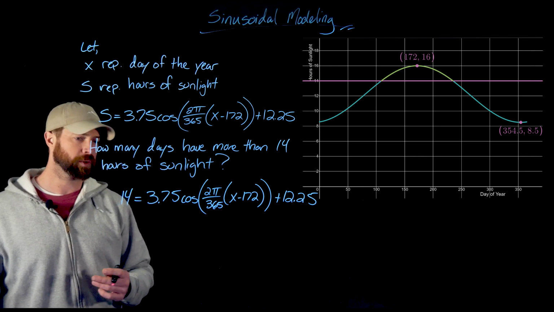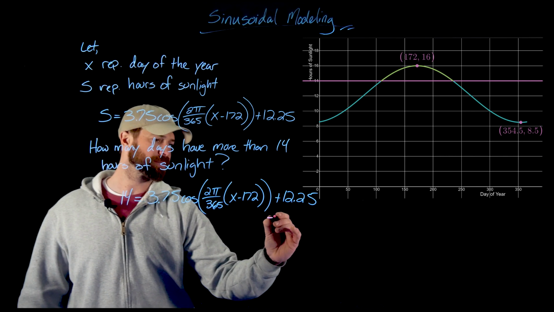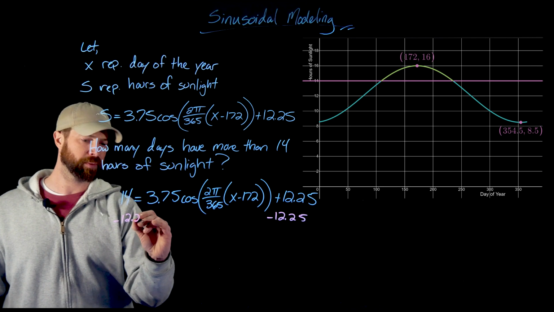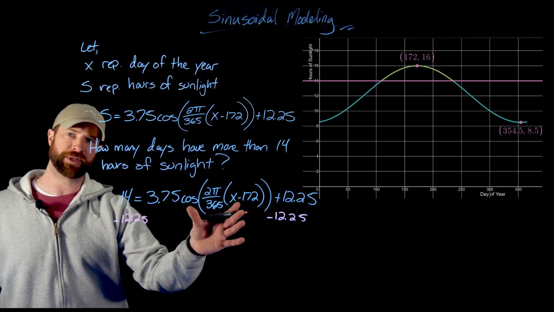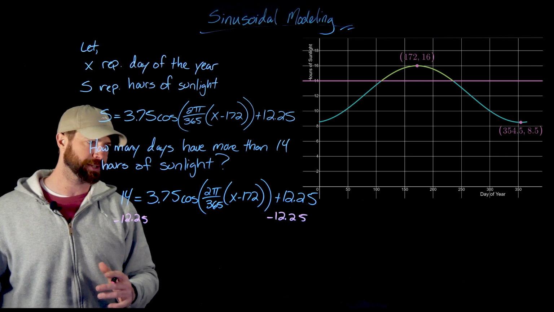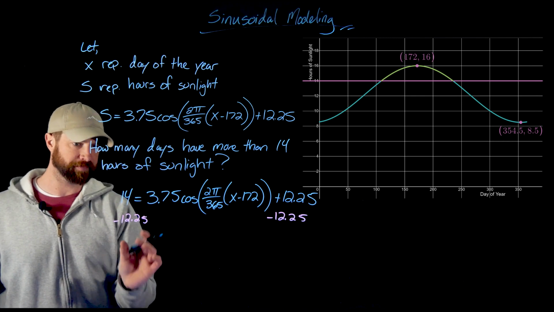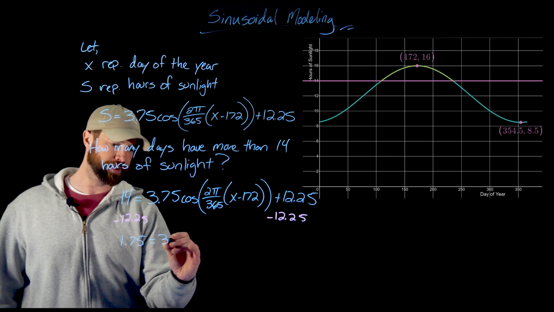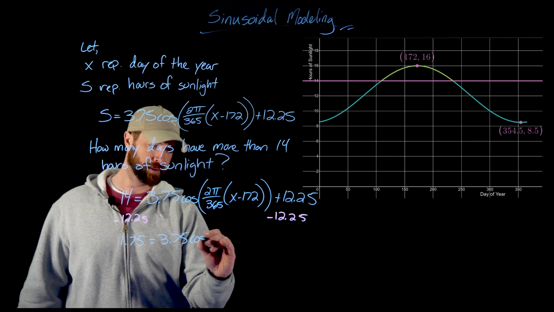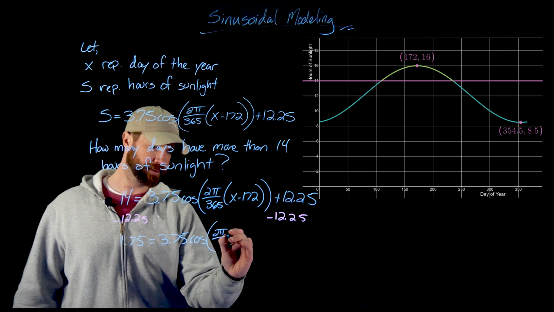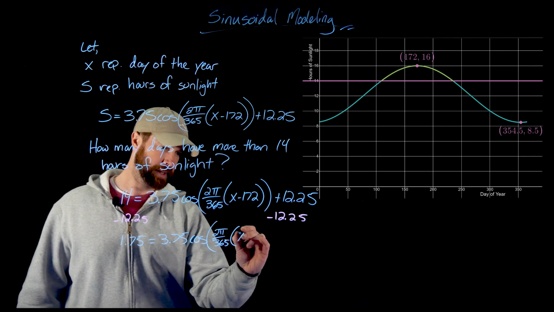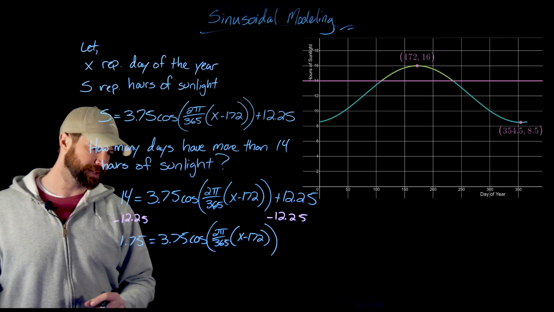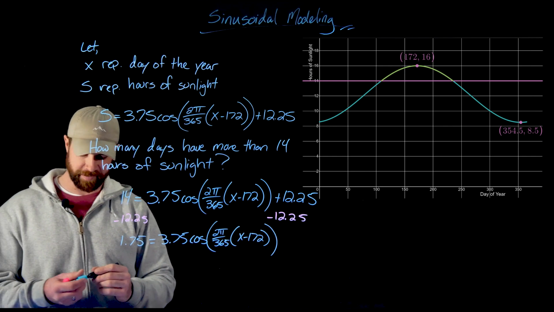So in order to solve this equation, I'm first going to subtract 12.25 from both sides. I want to isolate this cosine part so I can bring in the cosine inverse. When I subtract 12.25, what I get is 1.75 equals 3.75 cosine of 2 pi over 365 times x minus 172. And then I'm going to divide both sides by 3.75.